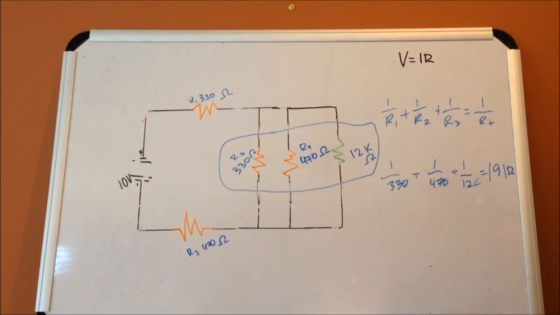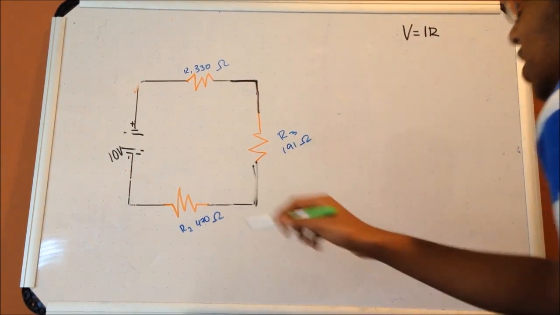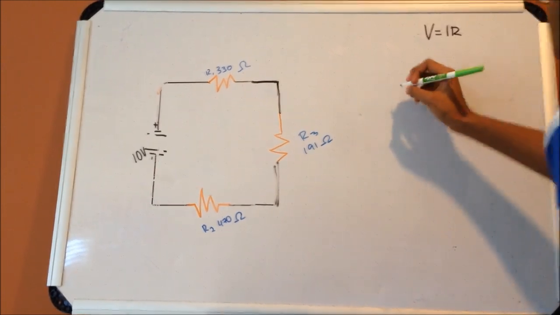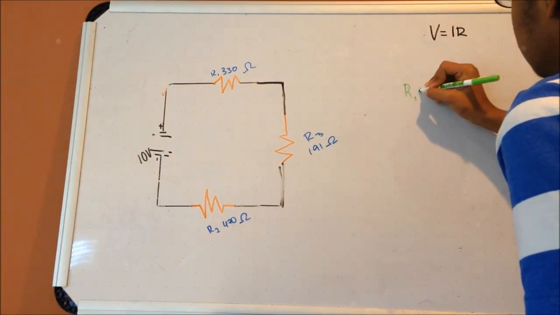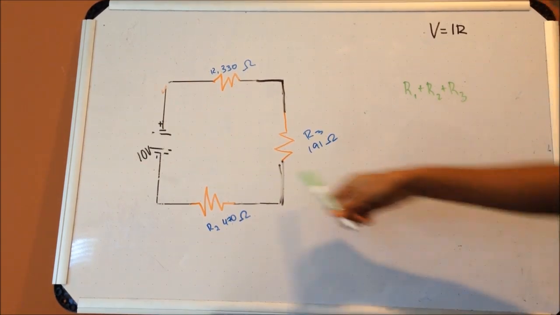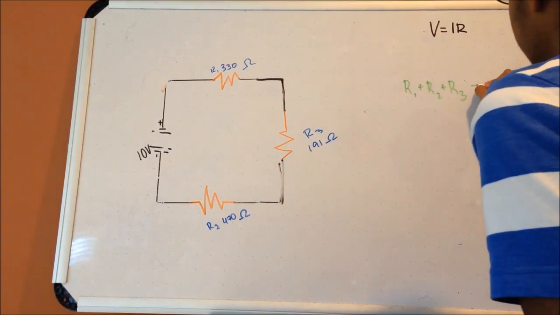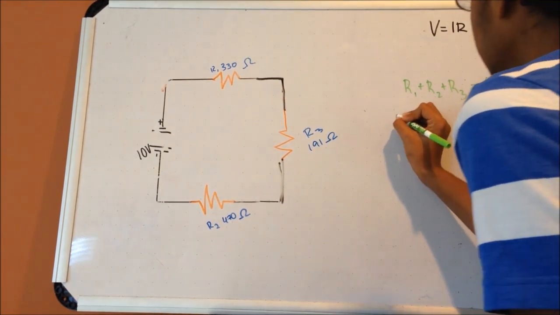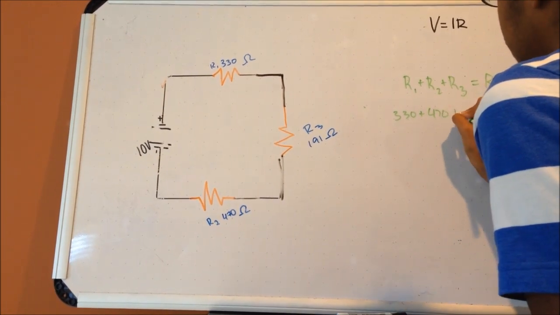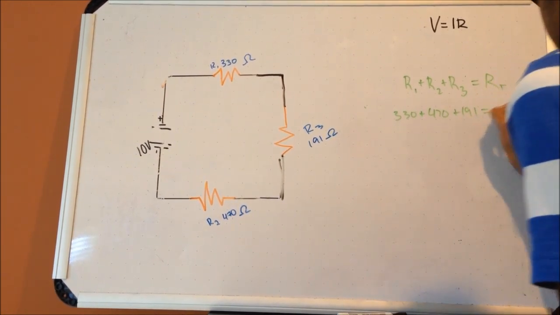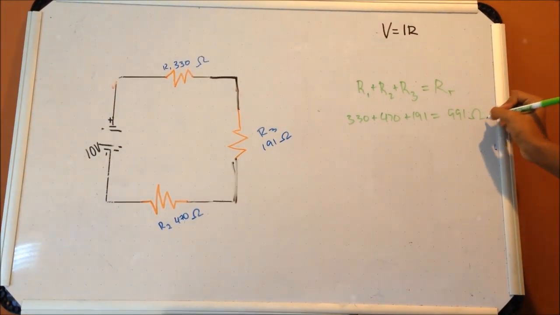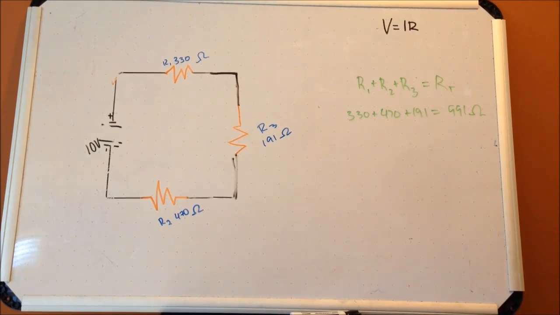Let's redraw the simplified circuit. Now we can see with our simplified circuit that it's a simple series circuit. Using the series formula for resistance, which is R1 plus R2 plus R3, we can calculate this. So 330 plus 470 plus 191 equals 991 ohms. Now we have the total resistance of the entire circuit right here.